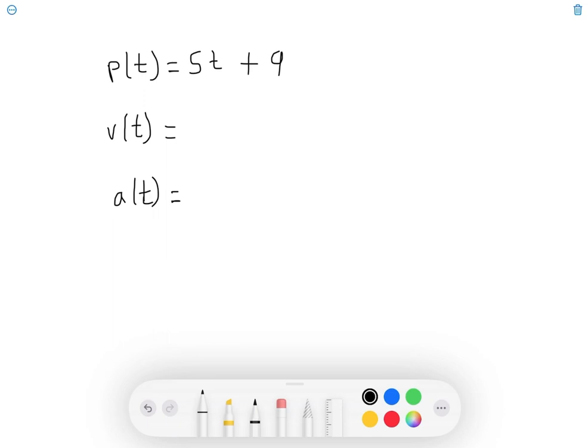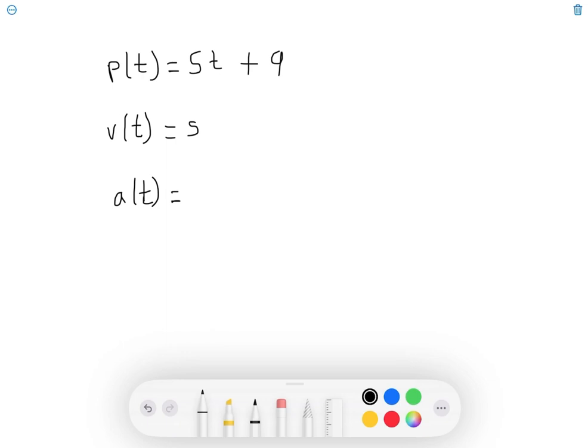So to find v of t, we need to take the derivative of p of t, and that derivative is 5. Because the slope of that graph would be 5, the constant term 9 does not affect slope, and the number we're multiplying our variable by is 5.